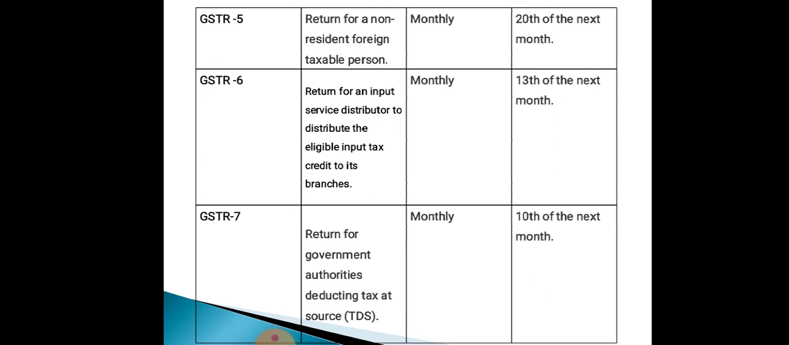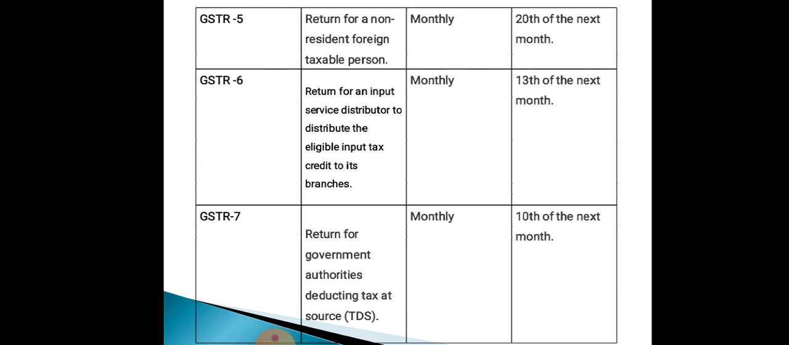Why is GST return 6 important? GST return 6 contains details of all the documents issued for distribution of input tax credit, the manner of distribution of credit, and the tax invoice on which credit is received. Frequency: monthly. Due date: 13th of the next month. The due date for filing GST return 6 as per the GST Act is 13th of the next month.